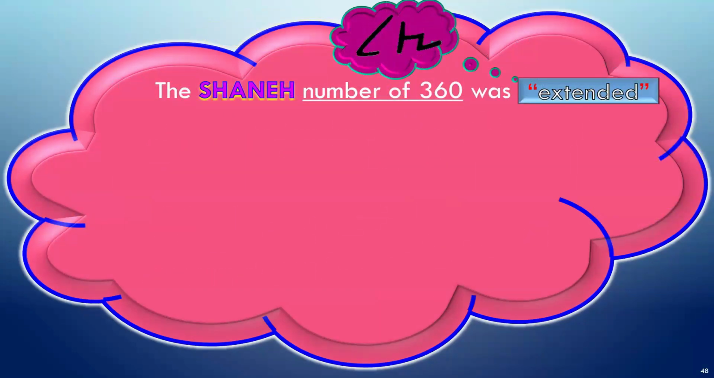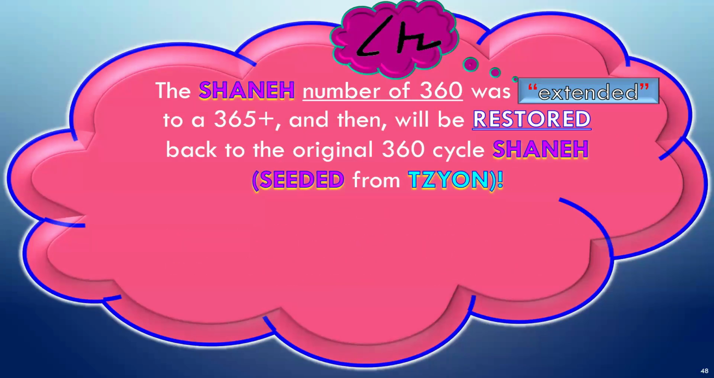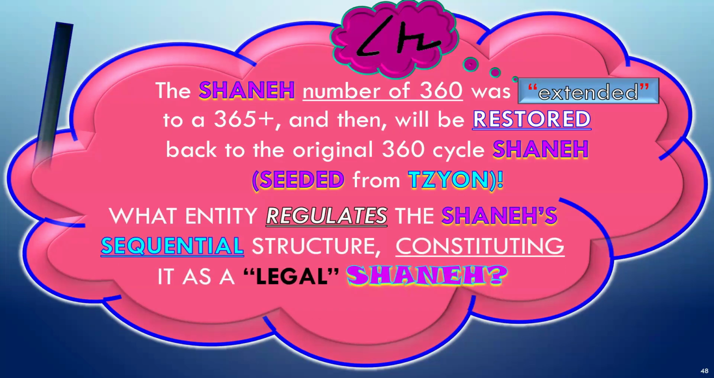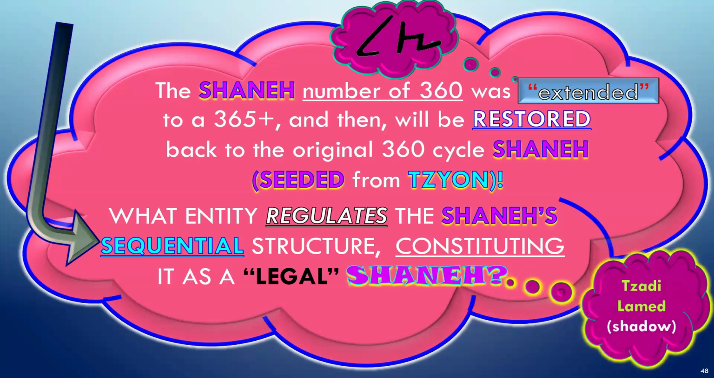The Shana number of 360 was extended to a 365 plus, and then will be restored back to the original 360 cycle Shana, which was seeded from where? Seeded from Zion. What entity regulates the Shanay's sequential structure, constituting it as a legal Shanay?